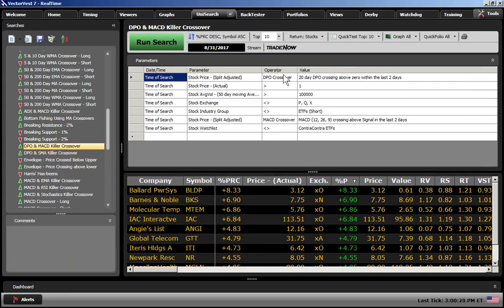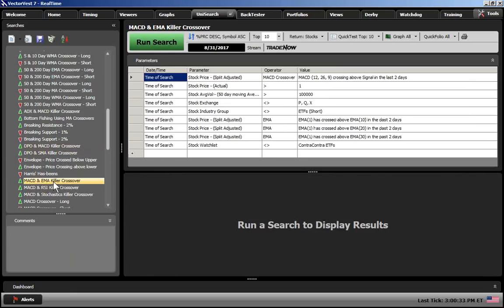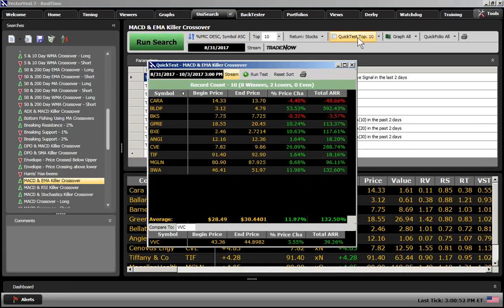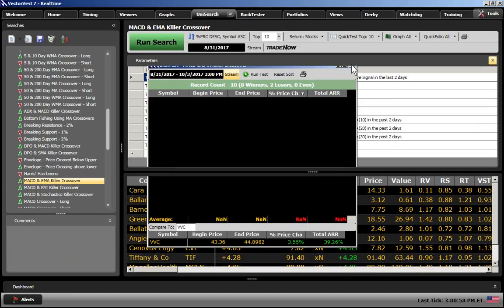How about MACD and exponential moving average crossover? All right, so how about there? MACD crossed above the signal line within the last 2 days, and the EMA 1, which means price crossed above the 10 EMA, the 20 EMA, and the 30 EMA, all 3 of those in the last 2 days. Sorted again by percentage price change. Let's do a quick test of the top 10, 11.97%. Look at that. These combinations, folks, are no joke.